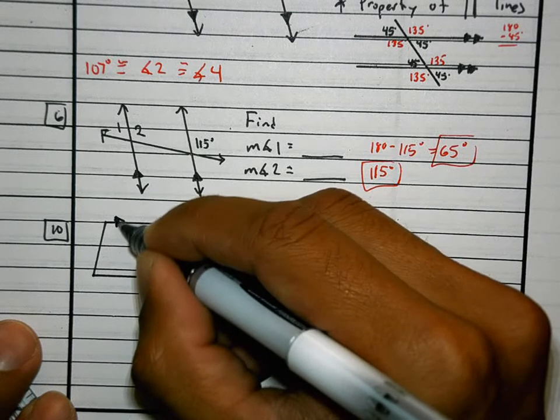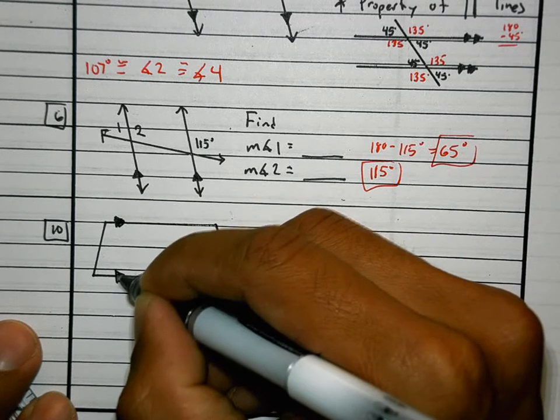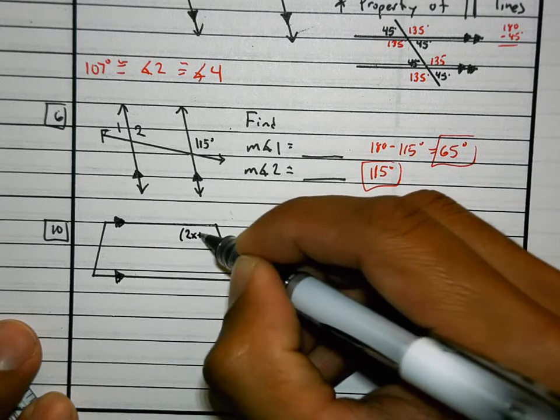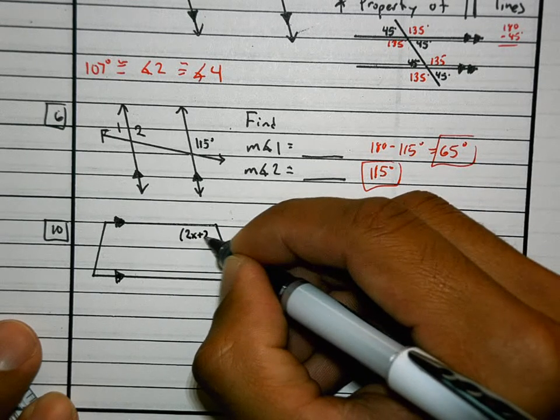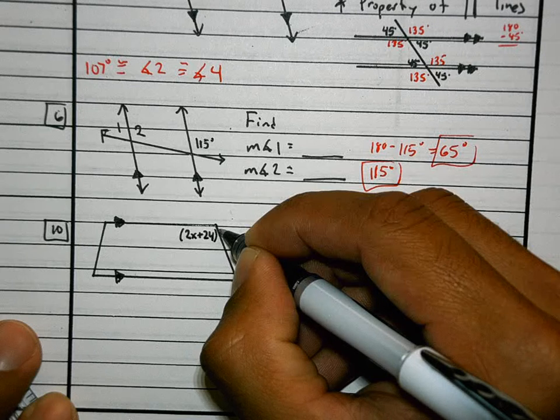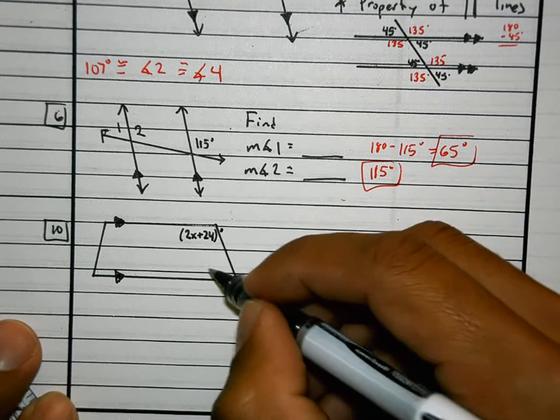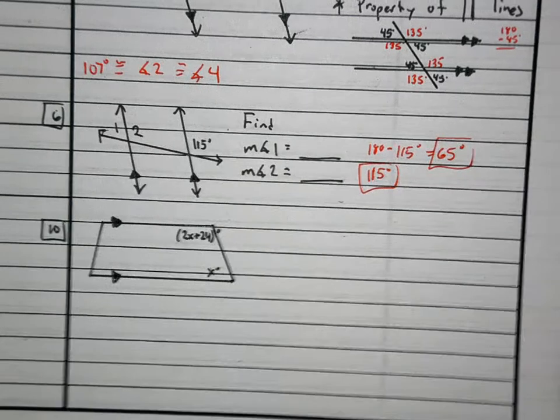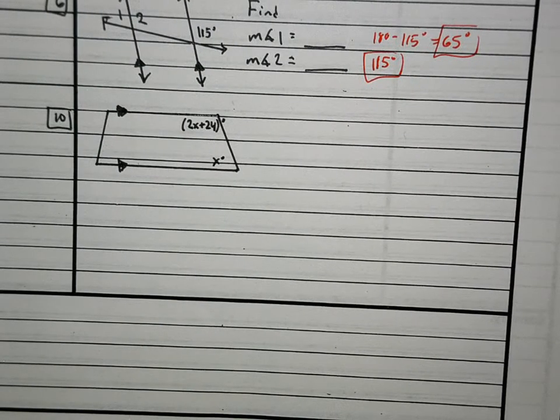Single arrow. Single arrow. 2x plus 24 degrees. X degrees. I'll scoot this up just a little bit for you.